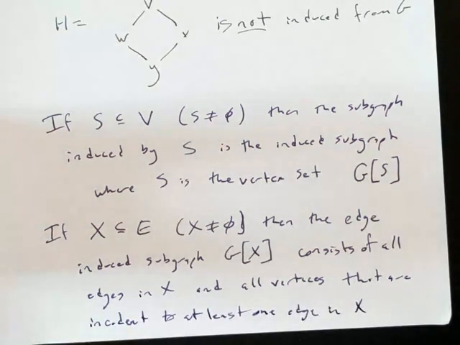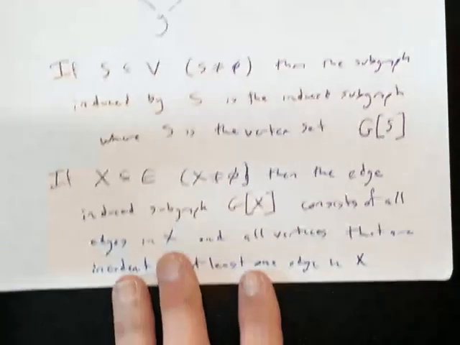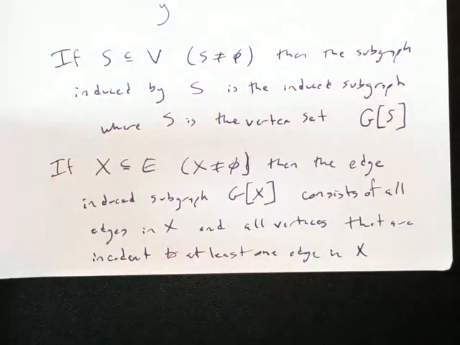The edge-induced subgraph consists of all the edges you named and then all the vertices they touch. You have to touch at least one edge in X to be the edge-induced subgraph.